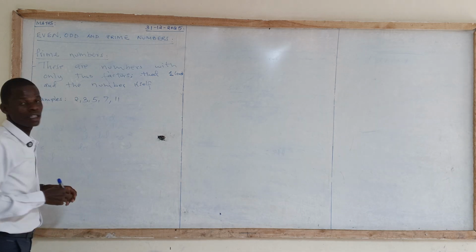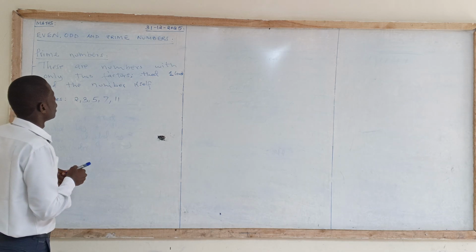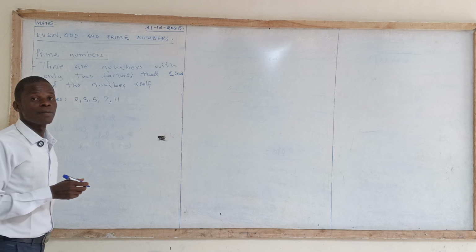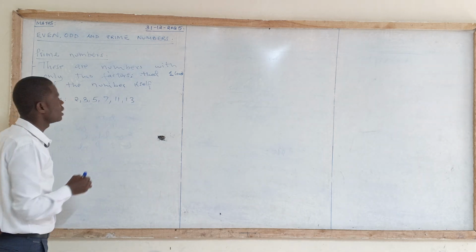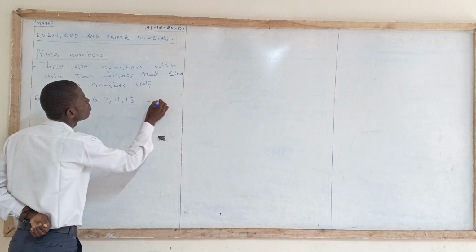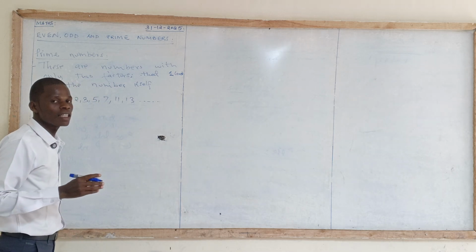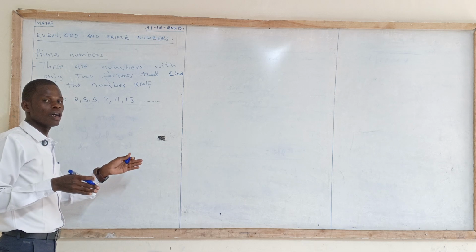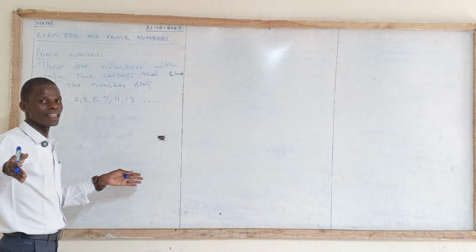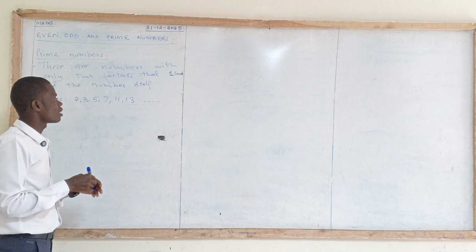So we cannot say 12 is a prime number. So 13 is a prime number, 1 and 13. And there are very many, because we can try and list all the prime numbers between 1 and 100.